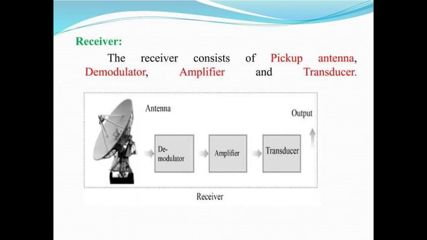Next one, the receiver part. The receiver consists of pickup antenna, demodulator, amplifier, and transducer. First one is a demodulator. Demodulator means demodulating the signal. The message signal is separated from the carrier signal, and then the demodulated signal is transmitted to the amplifier to amplify the signal, and then it is transmitted through the transducer, finally taken as the output of the signal. This is the receiver part. The receiver part is mainly used for separating the message signal and the carrier signal.